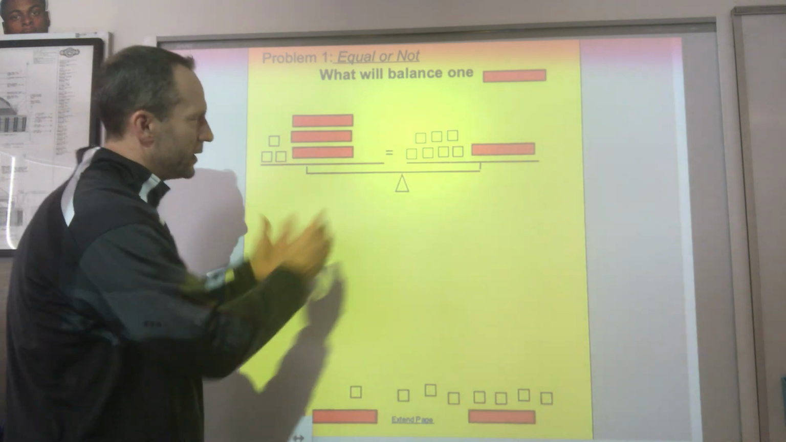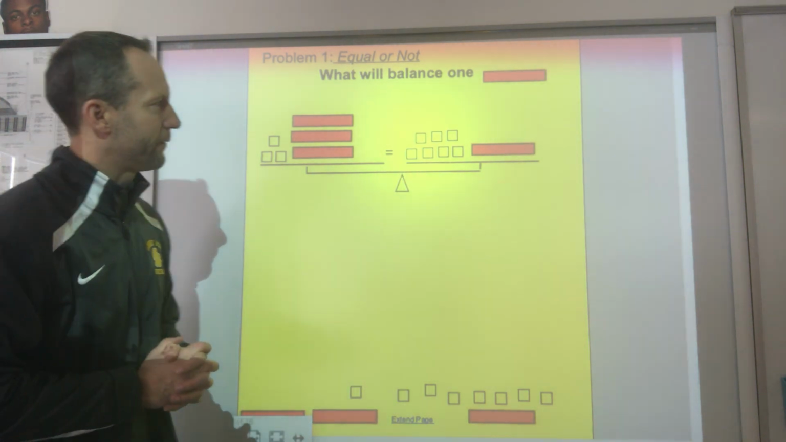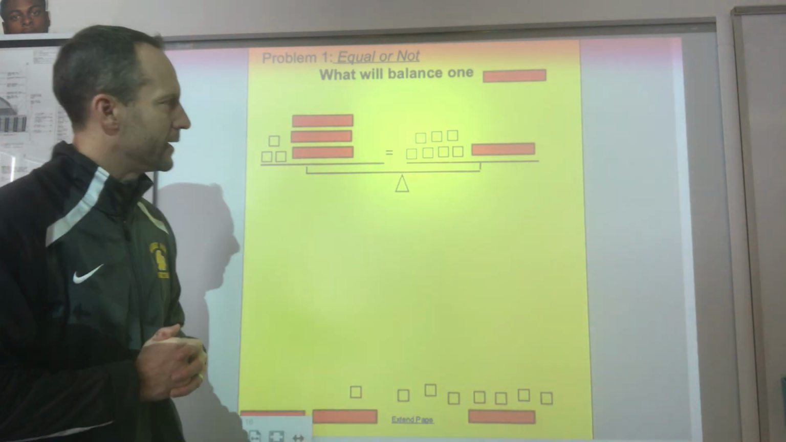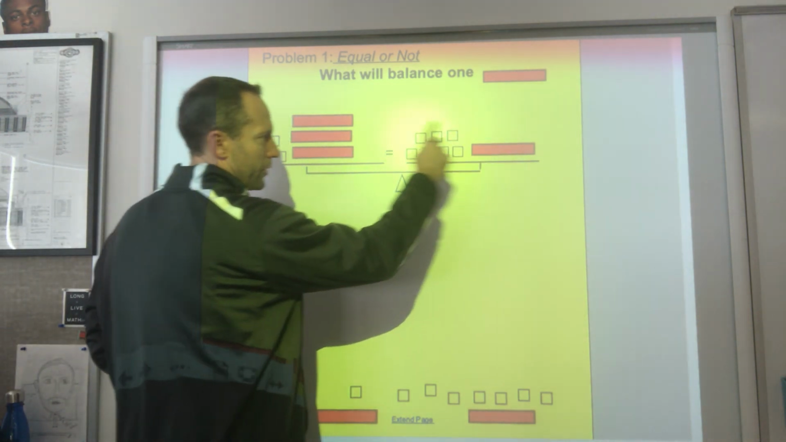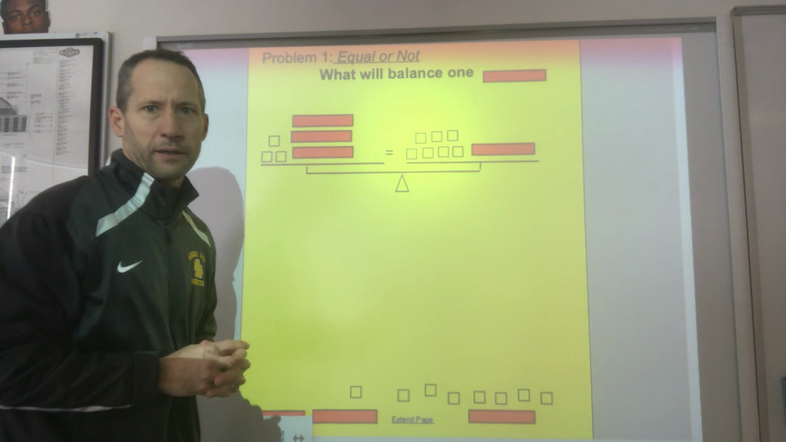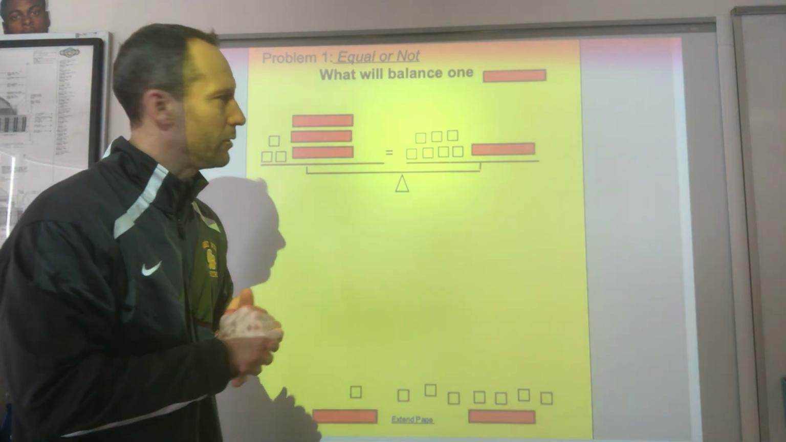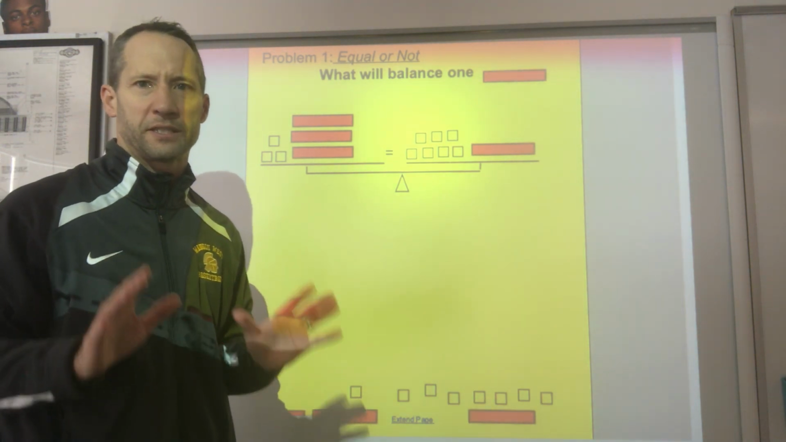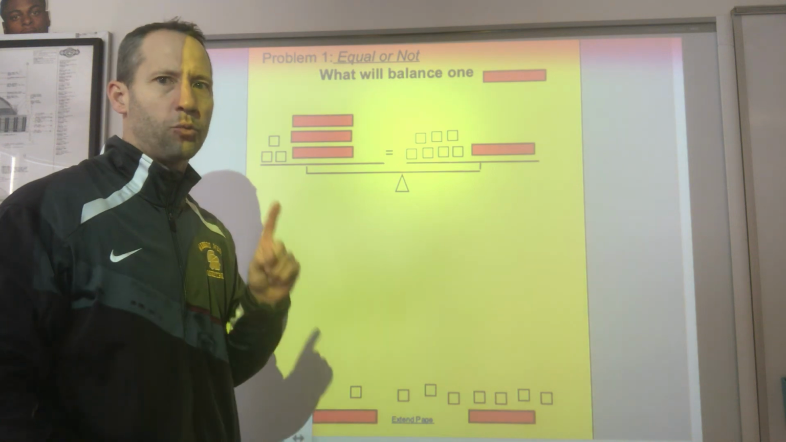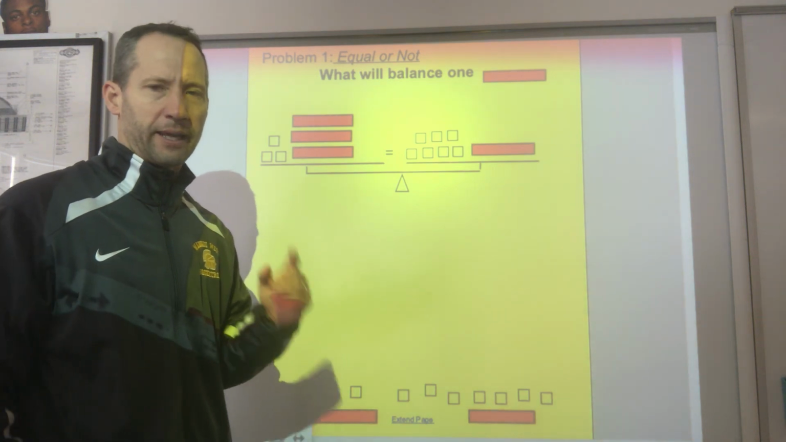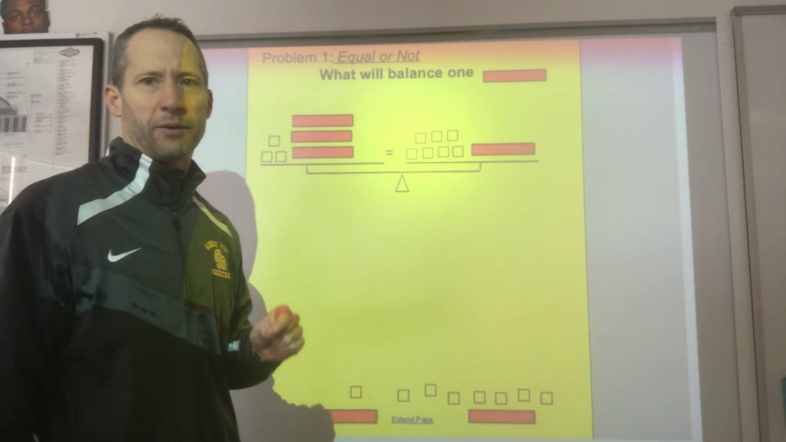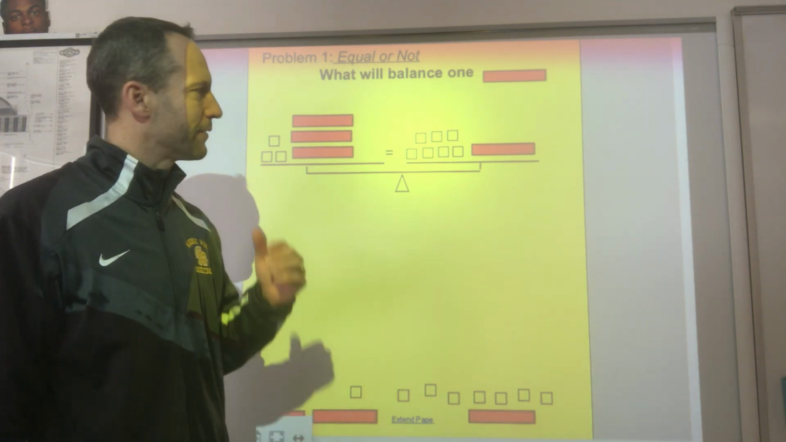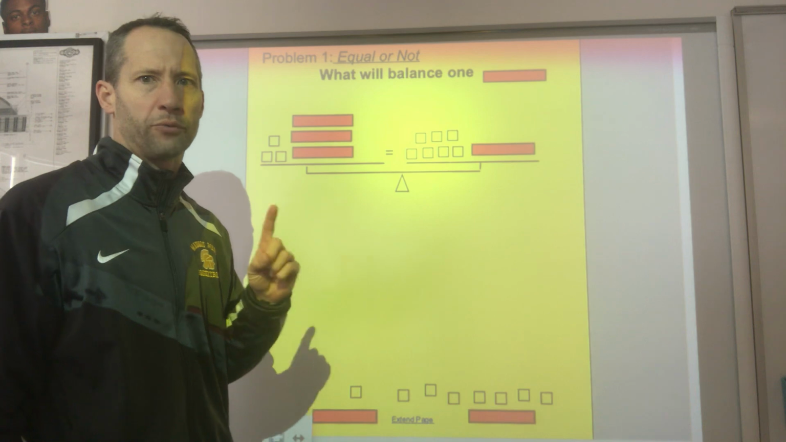So in this model, okay, so notice we got a new model. So I first asked them, what's different about this model? And immediately they noticed, oh, I have rectangles on both sides of the equation now. And I said, okay, so now, again, the question is still the same. What will balance one rectangle? And again, I gave students time to manipulate and figure out and take notes on what they did, the steps they took to balance out one rectangle.